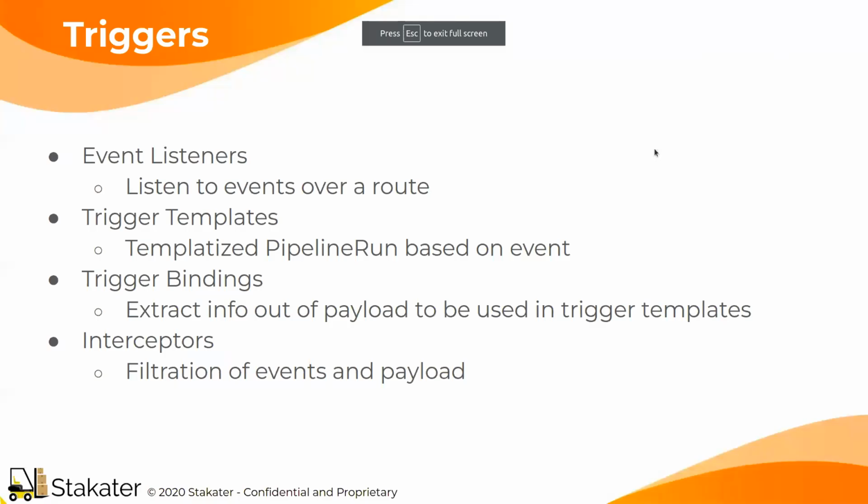Just to overview, we have an event listener that listens for the events, and then we have a trigger template where we define which resource we need to run. In our case it is a pipeline run. Then we have a trigger binding that extracts info from the payload to be passed to trigger templates, and interceptors where we define the conditions when we need to pass requests to trigger templates or trigger binding. Trigger templates, trigger binding, and interceptors make something called triggers. Triggers is also a separate resource, but we are specifying directly in the event listener.